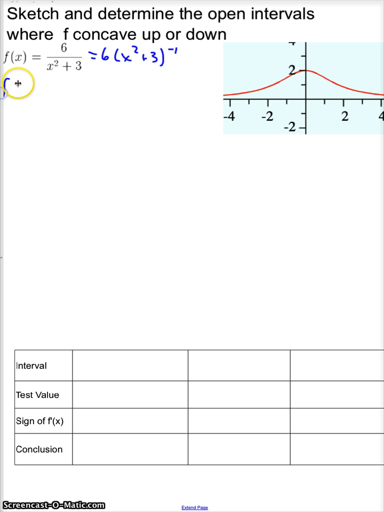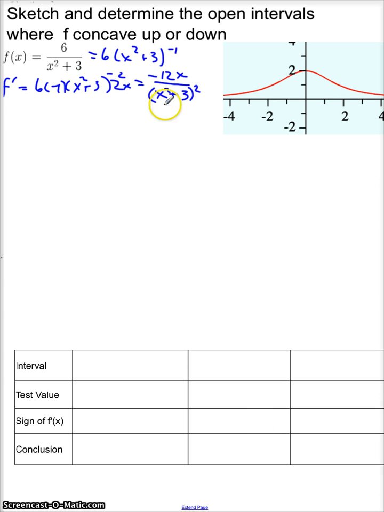So f prime is equal to 6 times negative 1 times (x squared plus 3) to the negative 2. All right, let me rewrite this as, times 2x. Forgot that. Got to make sure you do the derivative of the inside. So this is negative 12x divided by (x squared plus 3) squared. That's the first derivative, and that's all I really need it for.